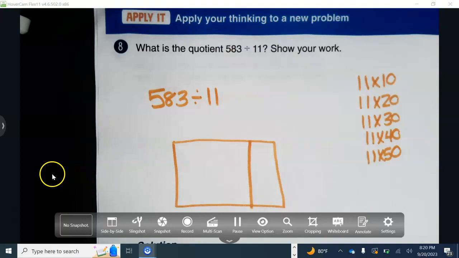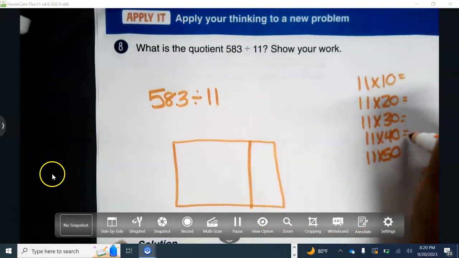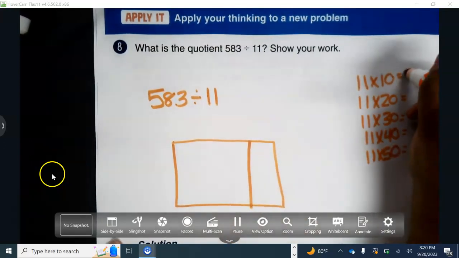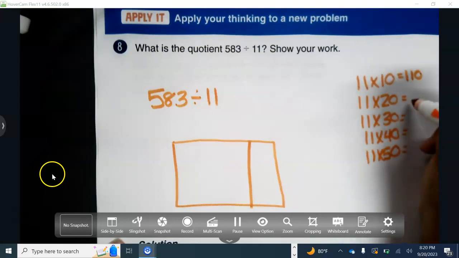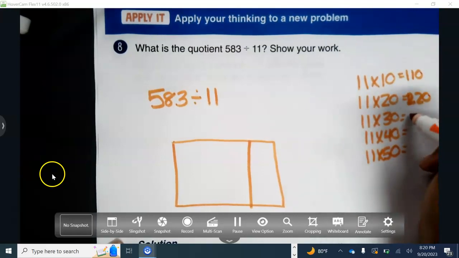All right, hi, welcome back. We are dividing 583 by 11. I went ahead and wrote out my multiples just because I'm running out of time on this video. So I'm going to go through this very quickly. I've drawn my area model, and now I'm going to answer my multiples. So 11 times 10 is 110. 220, because 11 times 2 is 22. This is 30.